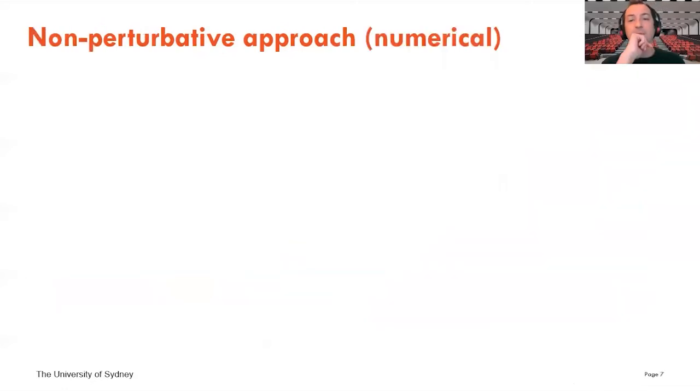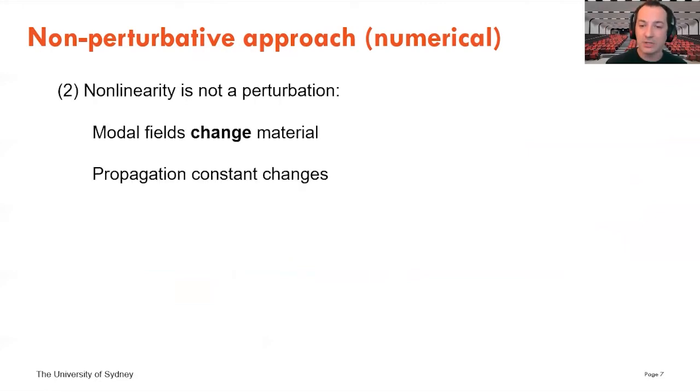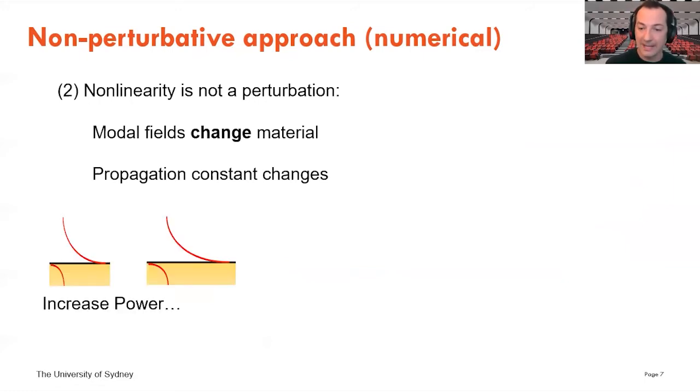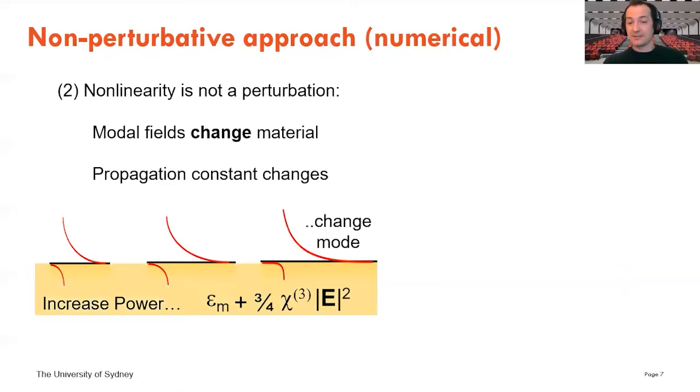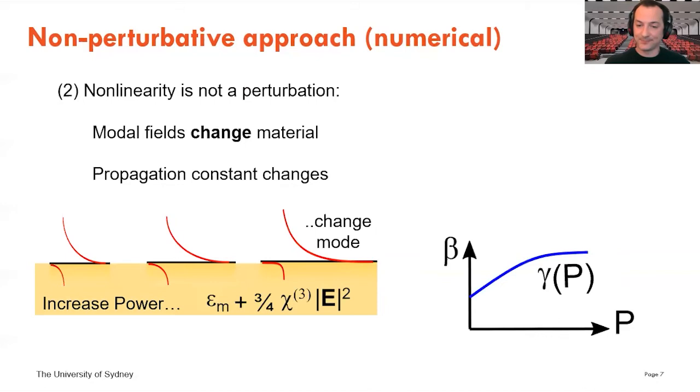And to verify what the best approach might be, we need to use a numerical non-perturbative approach as a way to compare with the perturbative approach. And so in this case, you assume that both the propagation constant and the modal fields change as you increase the power. So in this case, there is no approximation with regards to the mode profile. So you start with the plasmonic mode, you increase the power, and this increase in power changes the permittivity, and here it's the permittivity of the metal. And this change in permittivity, therefore, also changes the mode. And so in this case, the propagation constant is a more complicated function of power.